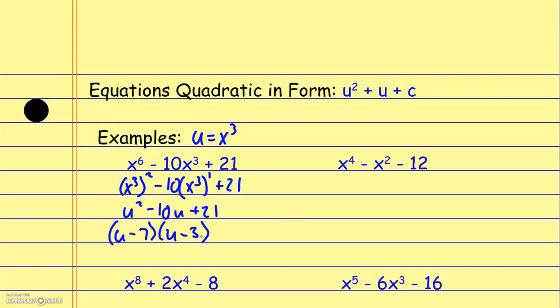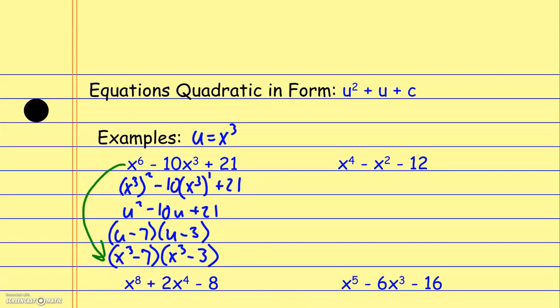Now when you think about it, u was actually an x to the 3rd, so what I have here is x to the 3rd minus 7 and an x to the 3rd minus 3. Okay? And we wouldn't actually do substitution. Just recognizing that it's quadratic in form, I can go right to this answer.